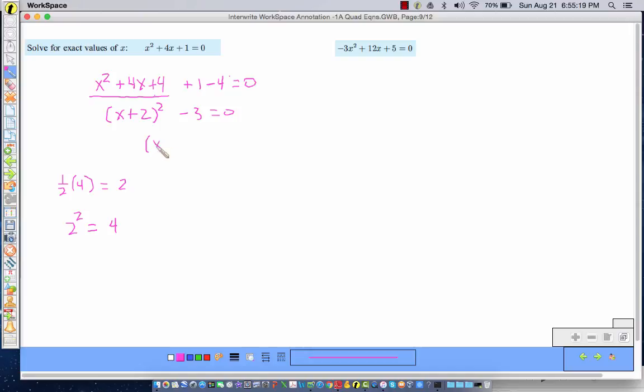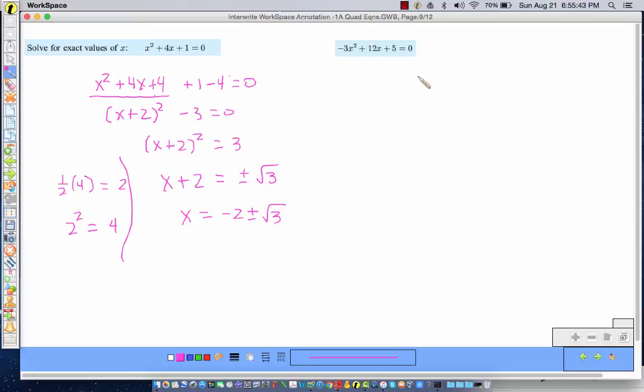I add 3 to both sides. And now I can take the square root of both sides and get x plus 2 equals plus or minus root 3. It's not a perfect square. I'm going to leave it like that. And my solution set is as follows. Okay.